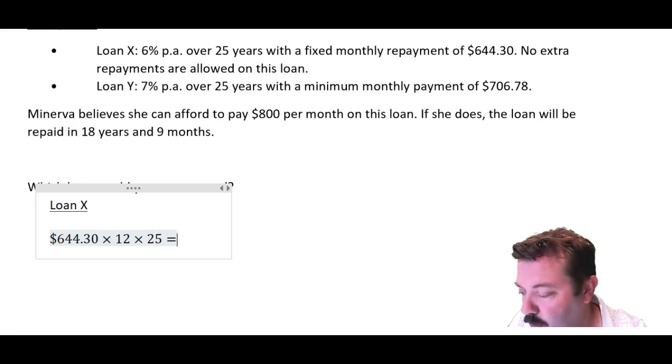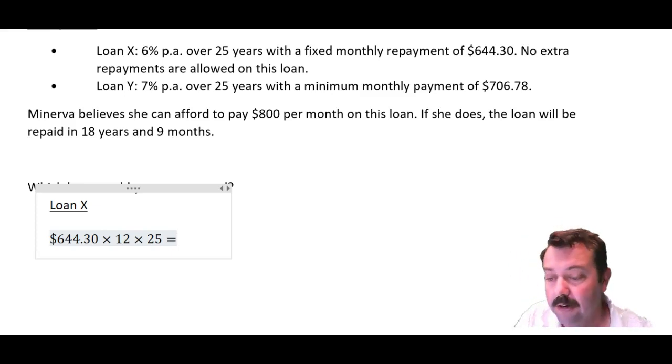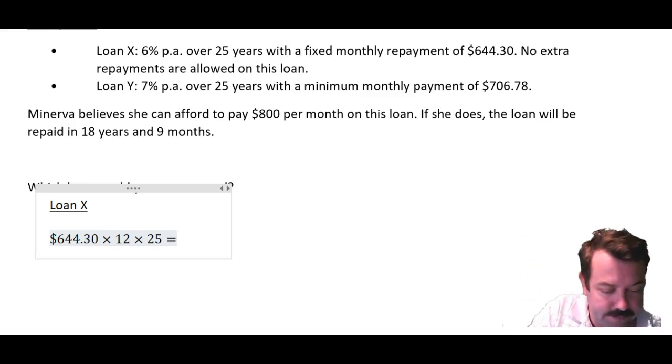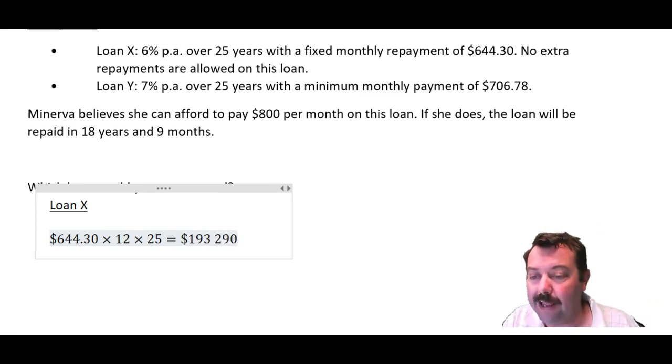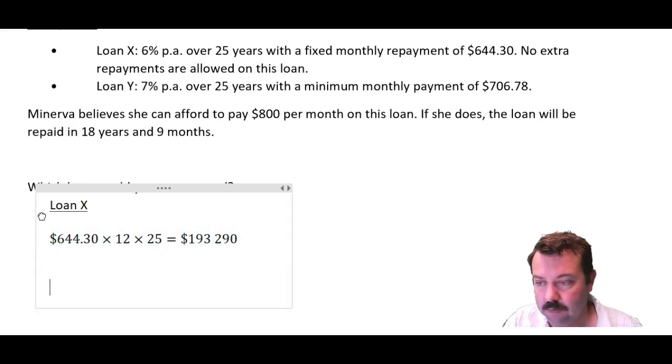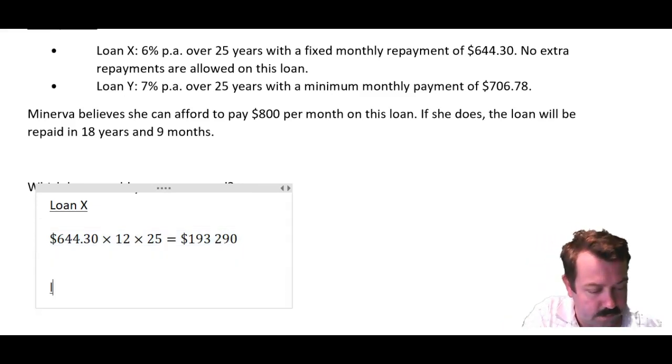And what's that going to be worth? I've written it down here: 193,290. That's what we'll pay for loan X. Let's have a look at loan Y.